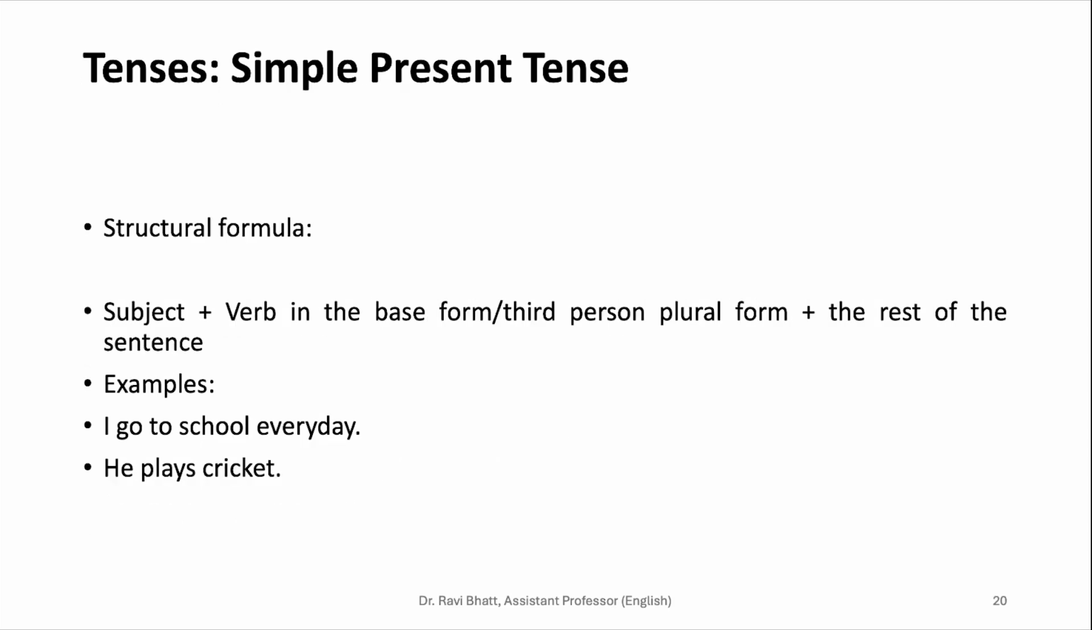Now, talking about simple present tense, the basic variation. What we are going to discuss are all the four variations of present tense, right? Now, simple present tense. What is the structural formula? That is subject plus verb in the base form or third person singular form plus rest of the sentence. Examples: I go to school every day and he plays cricket. That's the basic structural formula of simple present tense.